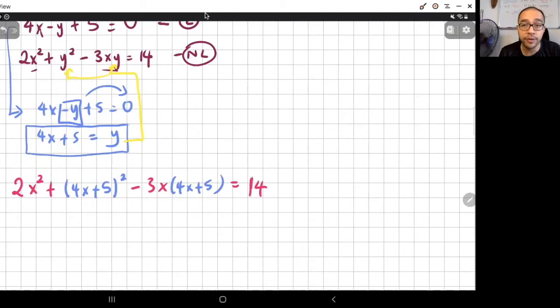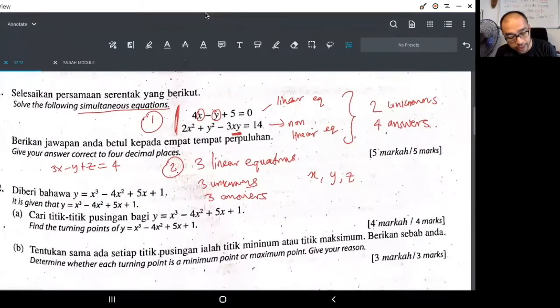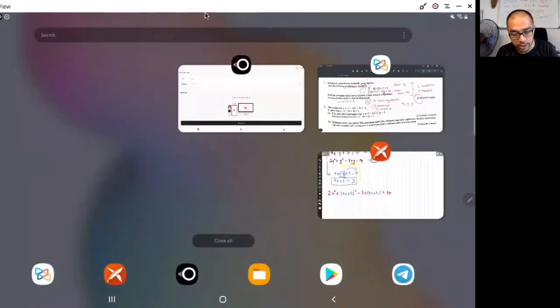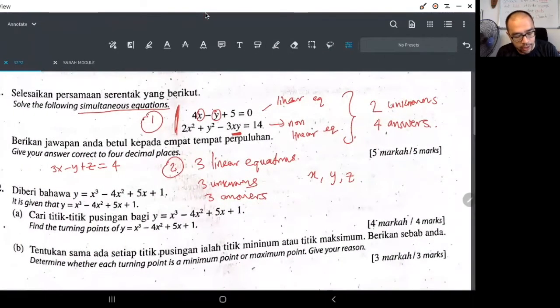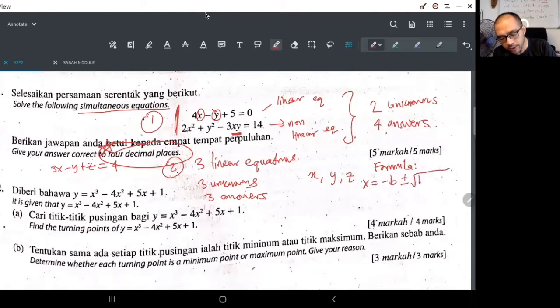If you've done like 50 of these questions, then you will know it's the same thing. Generally it's a 5-mark question. And then they are going to ask you for 4 decimal places, which means that you need to involve the formula. The idea that there are 4 decimal places means the formula is involved: x equals negative b plus minus the square root of b squared minus 4ac, over 2a.